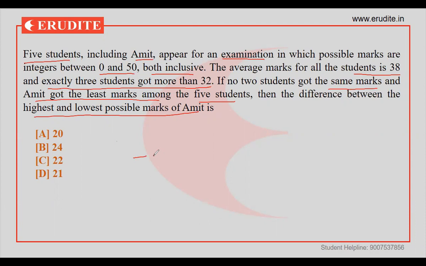So guys, there are 5 students. I am marking here 5 dashes here. So this is, let's say, Amit, because the minimum marks Amit got.